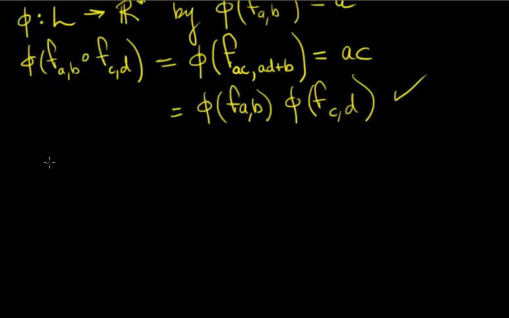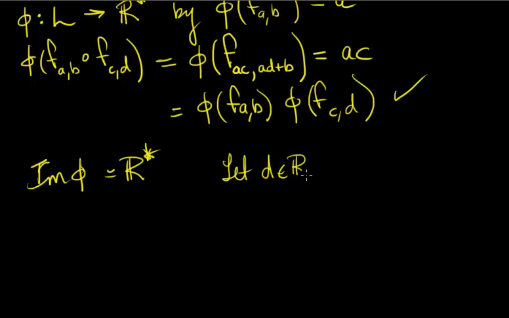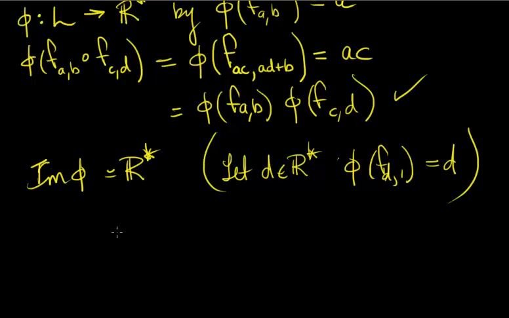Obviously, phi is onto. The image of phi is all of R star. If you take any real number, let d be in R star. Then phi of, how about f sub d comma 1, now, there's infinitely many that will map to it, is equal to d. So it's onto, and all we need is the kernel.